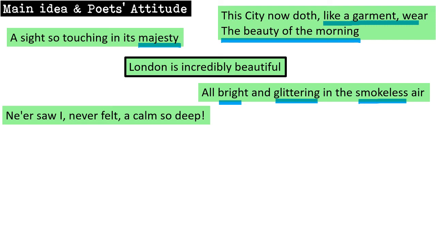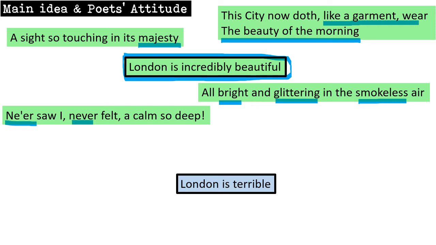And you could talk about the repetition of never. Never. That sense that this is unique. Never before has this ever happened. So any of those could be zoomed in on to help you write about how London is an incredibly beautiful place, according to the poet.